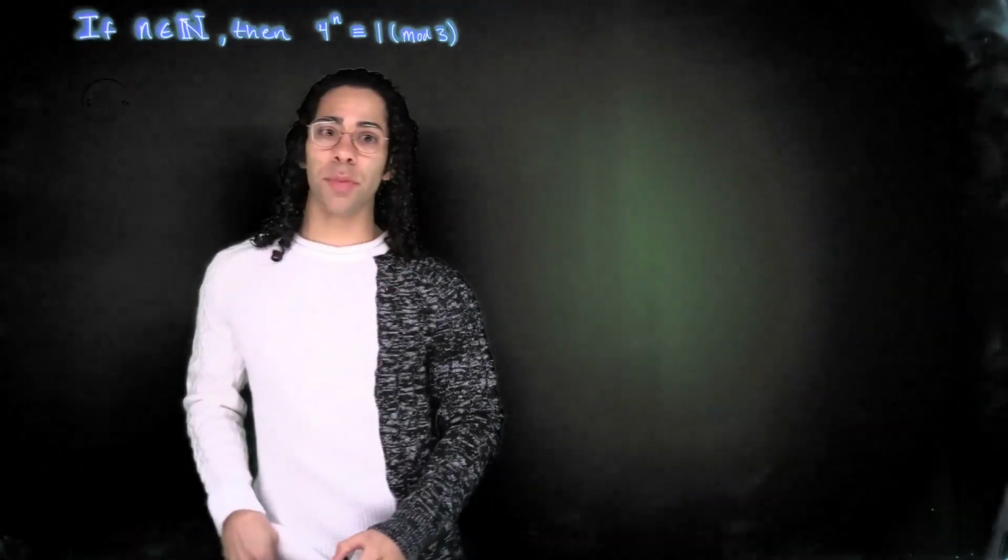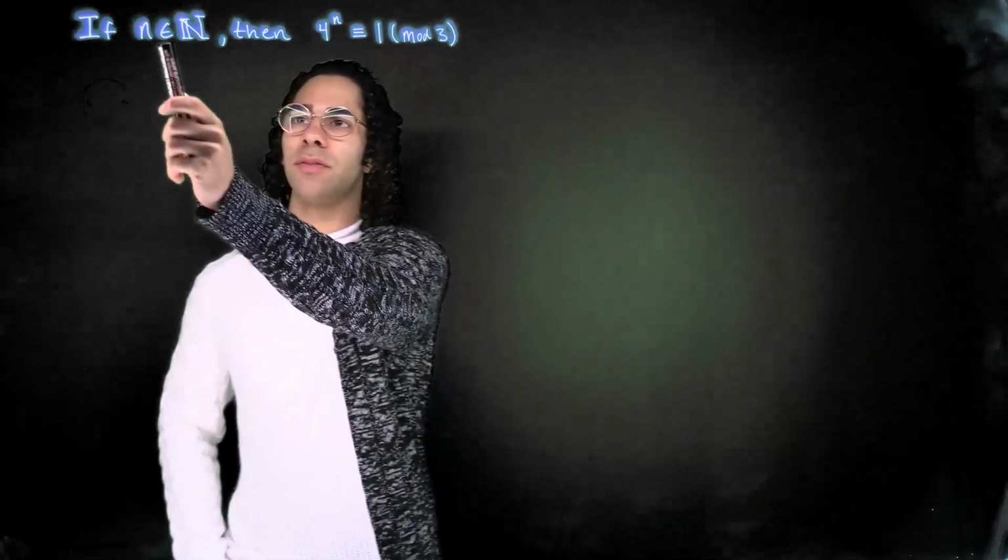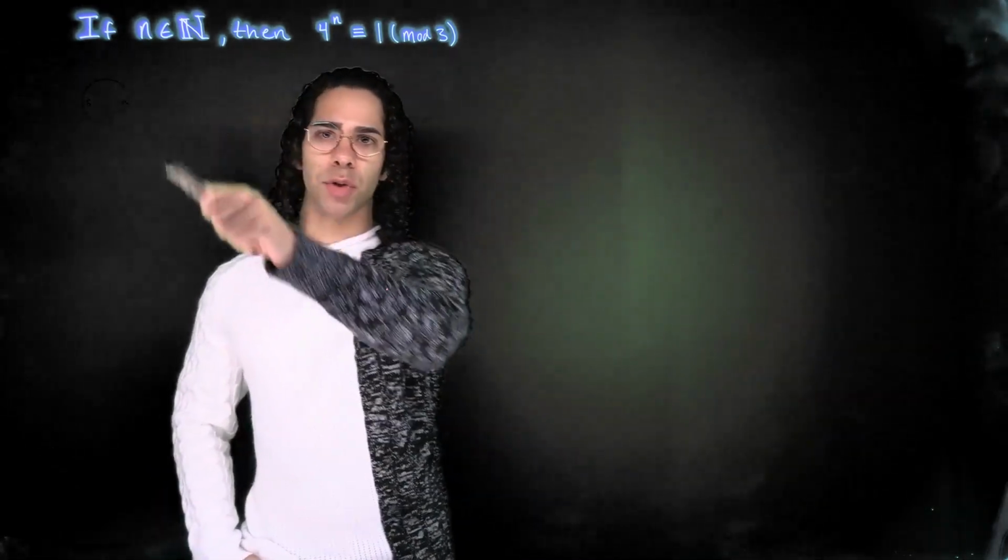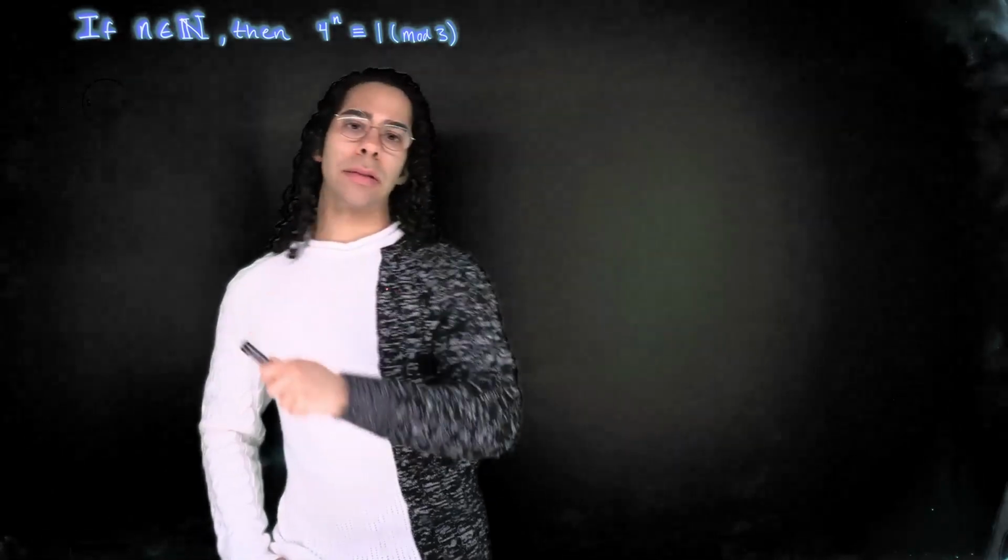Welcome back, everyone. Today we're going to be proving another conditional statement. If n belongs to the natural numbers, then 4 to the n is congruent to 1 mod 3. I should help you with notation. First, we have belongs. This denotes natural numbers. And this here, like an equal sign with another line above it, means congruent.